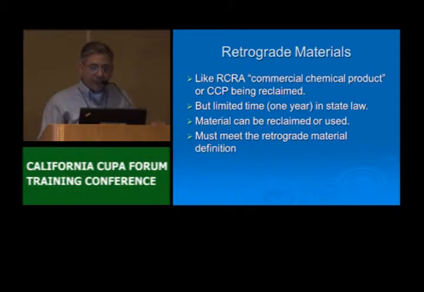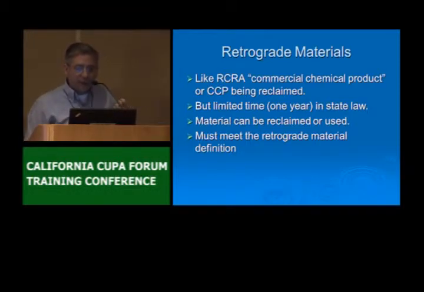Almost anything can fit into the retrograde materials provision. The most important part is that the material is not going to be used, sold, or distributed in some way for some reason. All right. If that's the case, and it meets one of those retrograde requirements, then if you send that material back to the original owner for reclamation or use, or if the original owner reclaims or uses that material within a period of 1 year, that material is not a solid waste, not a waste in California, and not a hazardous waste.